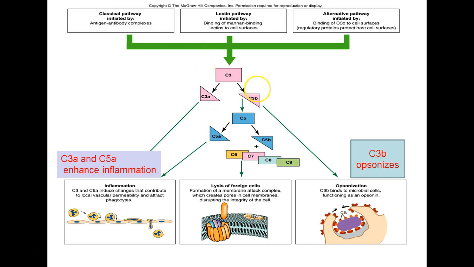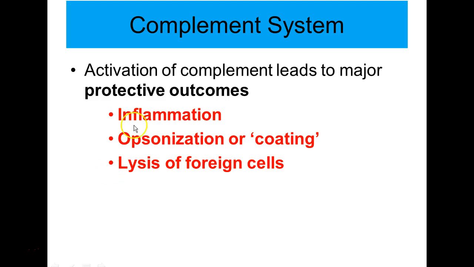Once complement proteins are activated, three possible end results come about: opsonization, lysis of foreign cells, and enhancement of inflammation. Activation of complement leads to three protective outcomes. Again, inflammation, opsonization or coating, and lysis of foreign cells.